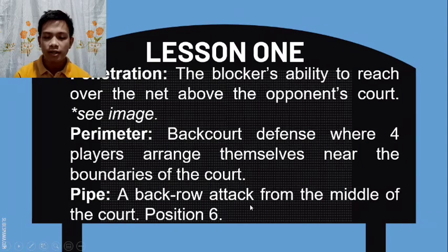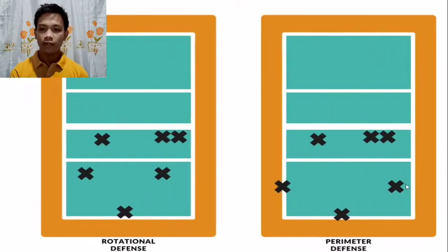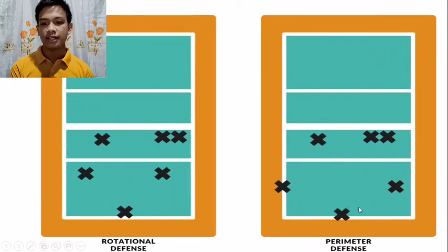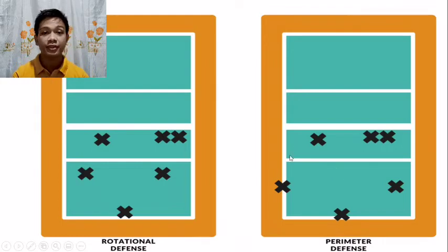Next, 5. A back row attack from the middle of the court. So, ito yung attack coming from the number 6 player. Diba si number 6 is nasa back row and siya yung nasa gitna, number 6. Yan, position 6. Dito siya naka-pwesto. But this is a perimeter defense.